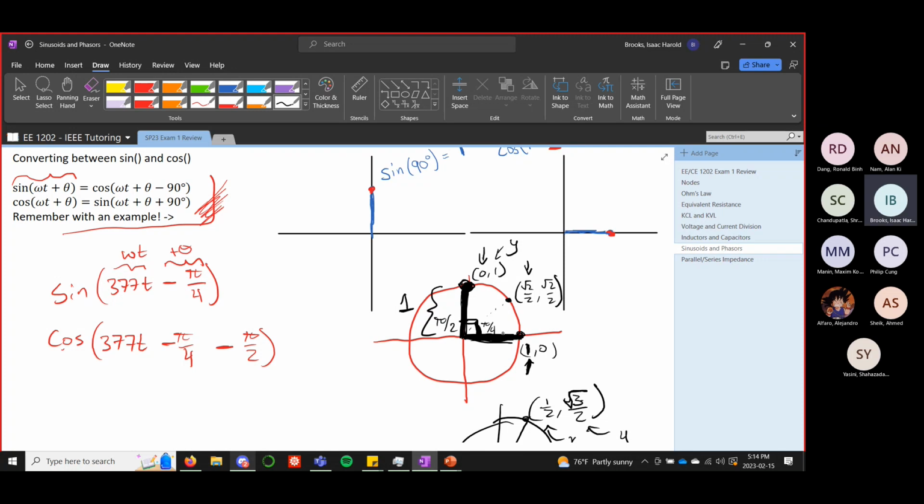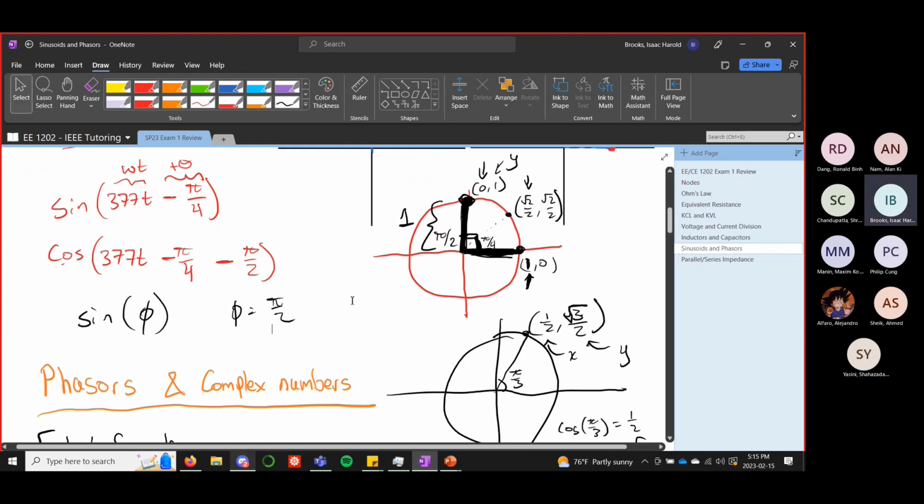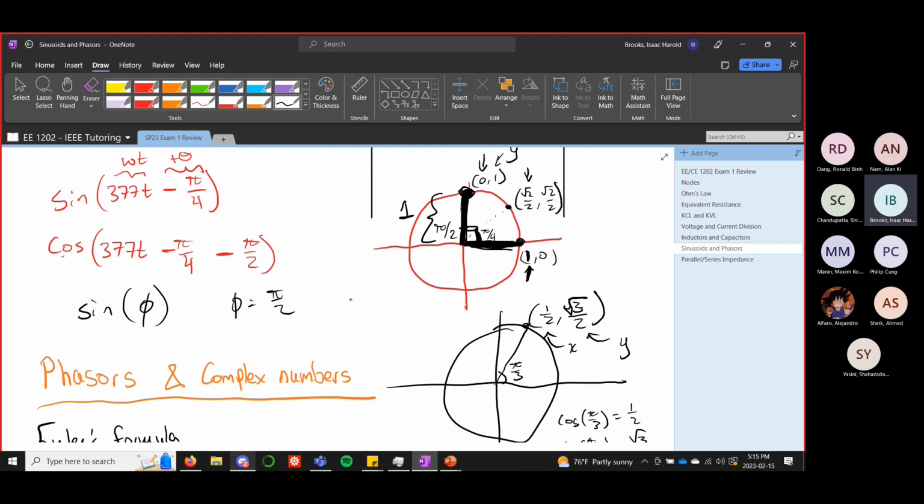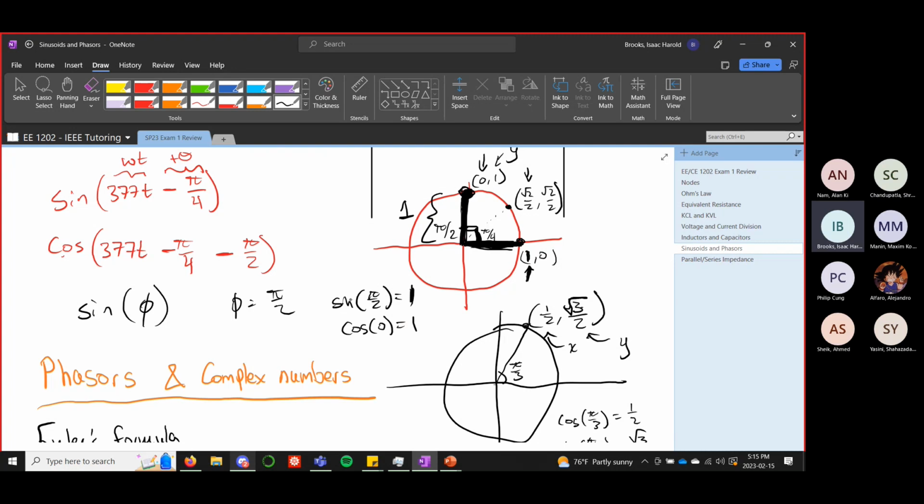Okay? So if you have a function of sine, so you have sine of 377t minus pi over 4. You know that whatever sine angle you have, if you want to convert it to a cosine, let's say we have sine of this angle, and let's say that angle was pi over 2. Sine of pi over 2 is 1. So how do we get the cosine? Well, we know cosine of 0 is 1. So how do we get from pi over 2 to 0? We subtract pi over 2. So we could say that this is equal to the cosine of pi over 2 minus pi over 2.